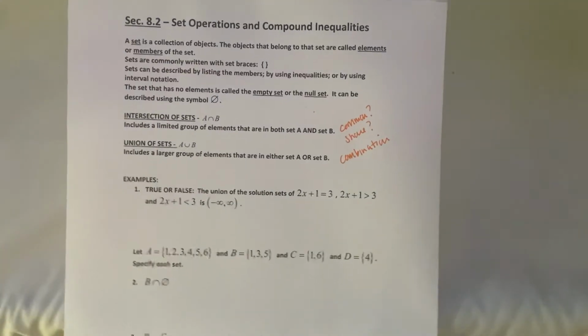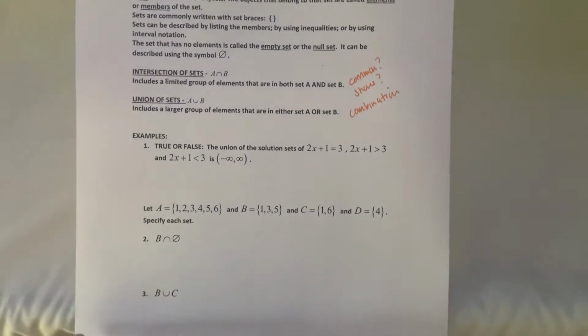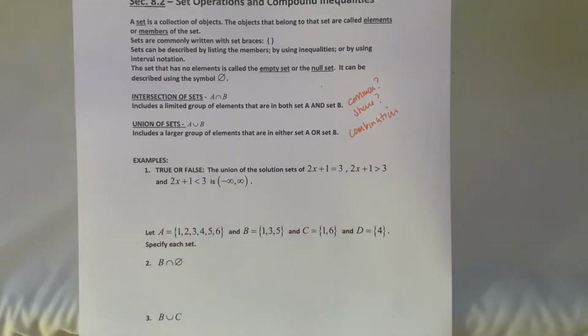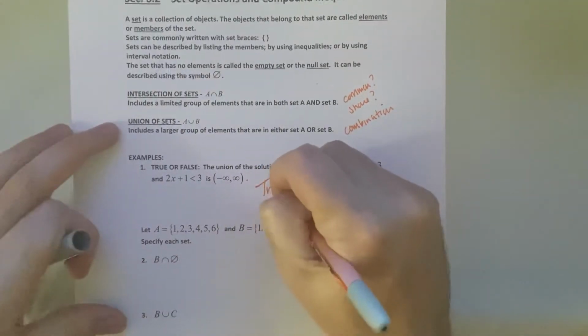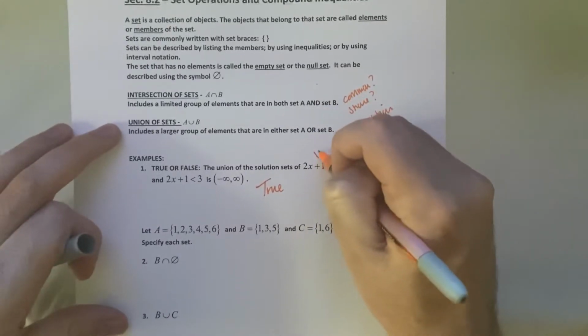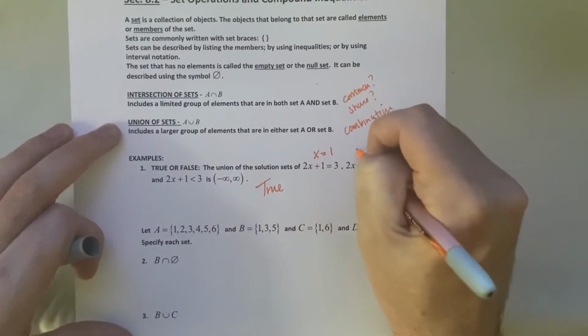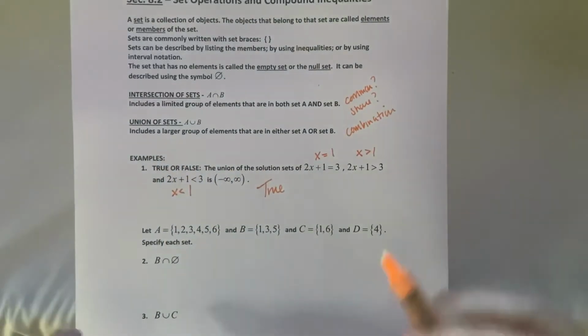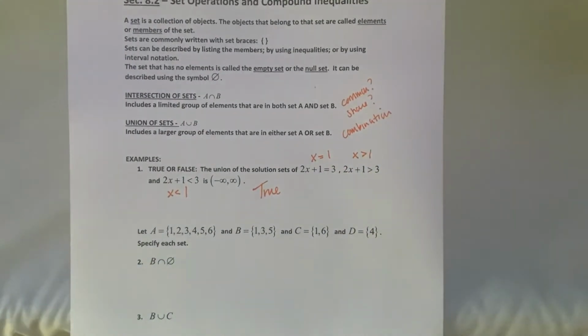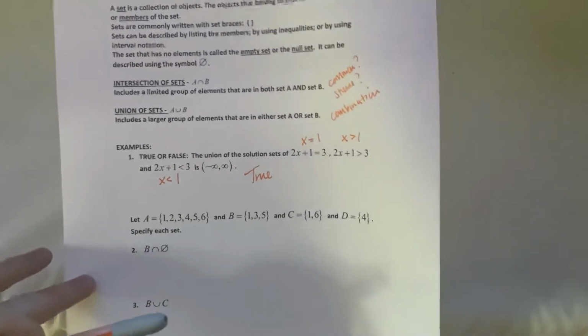Some examples from 8.2 include: true or false, the union of the solution sets 2x plus 1 equals 3, 2x plus 1 is greater than 3, and 2x plus 1 is less than 3 is negative infinity to infinity. That's their way of saying, are all numbers those that satisfy something that's greater than, equal to, or less than 3? Is that all numbers? The answer is this is true, because if we look at this, this is x is equal to 1. Here would be x is greater than 1, and solving here is x is less than 1. Are all numbers either equal to 1, greater than 1, or less than 1? Yes, everything's in one of those sets, so that is true.